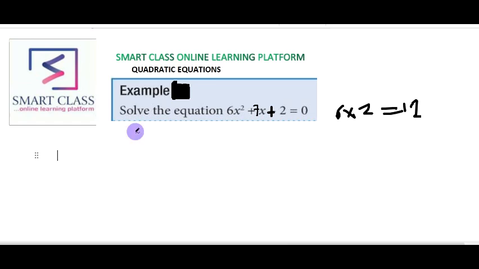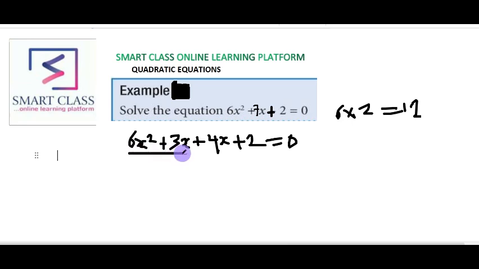So we have 6x squared plus 3x plus 4x plus 2 equal to 0. Now we are going to be factorizing the two pairs of expressions. So we are going to be factorizing this and this separately.